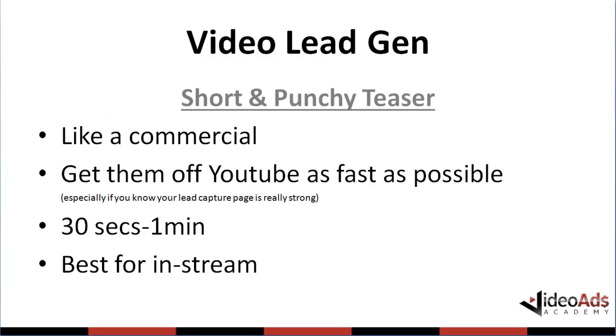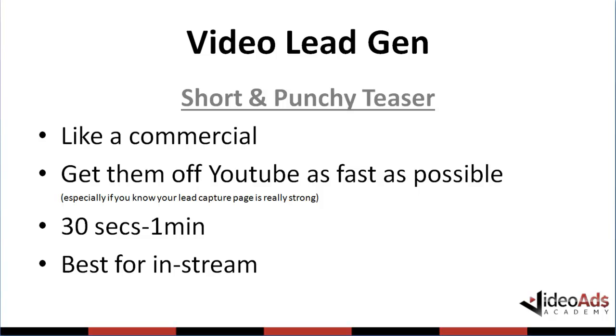All right, so let's jump into the first one in the video lead gen, and I call this the short and punchy teaser. Okay, it's basically like a commercial. You see the commercials on TV, or whatever, and that's the model for this. And the goal is to get them off YouTube as fast as possible. That's really the goal, because you're trying to generate a lead. In order to do that effectively, you've got to get them off of YouTube. So you hit them with a short, punchy, powerful message with a call to action to get them to hop off of YouTube and go take the action that you want.